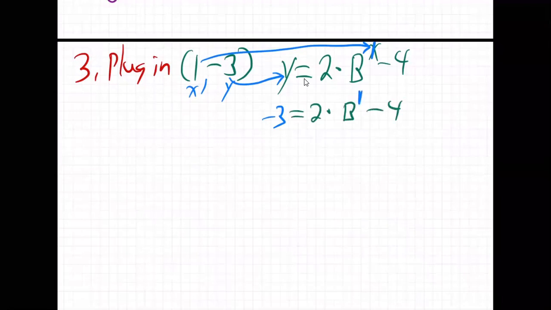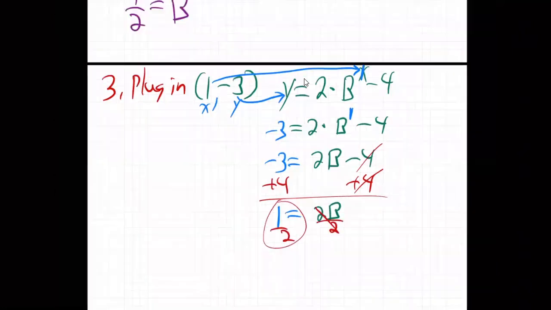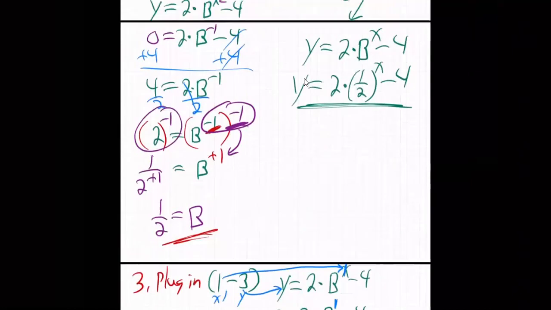So I plugged in x is 1, y is -3. What do we get? We get -3 is 2 times b. b to the 1 is just b. That's no big deal, right? So add 4 to both sides. I wonder if we're going to get the same answer. Actually, I don't wonder. I see that we are. You probably do too. 2b, last step, divide by 2. Isn't that beautiful? Same answer. b is a half. Same thing we got right here. b is a half.